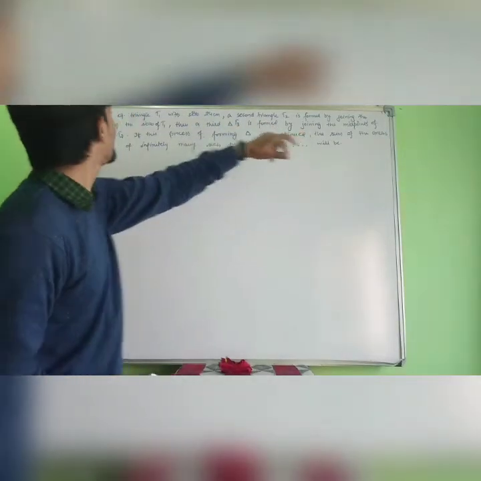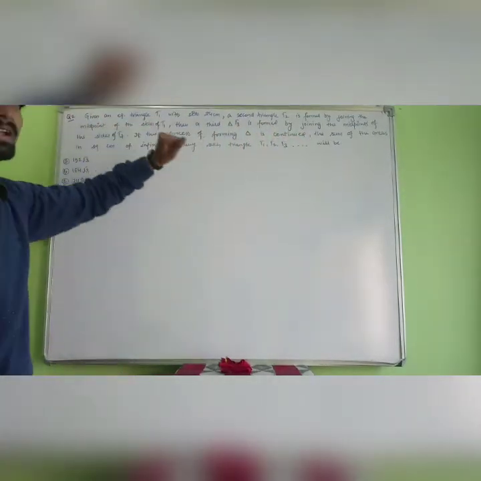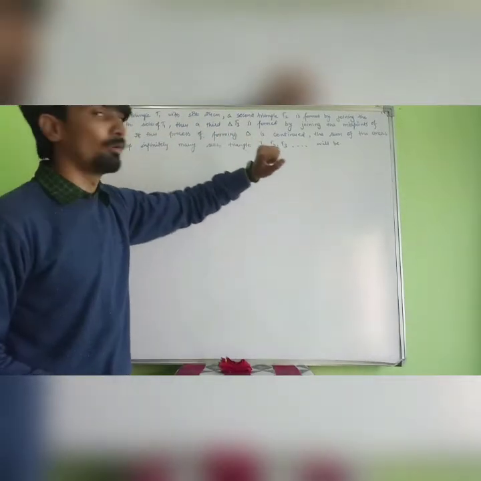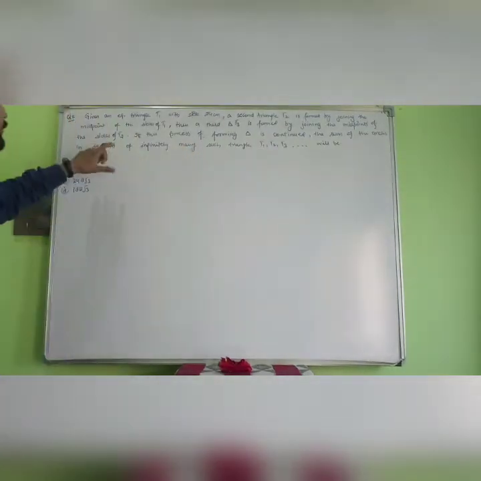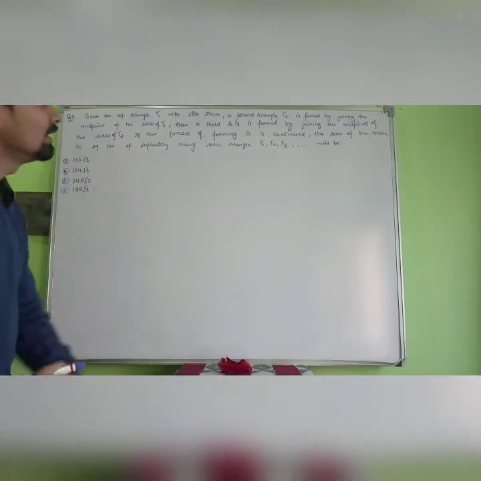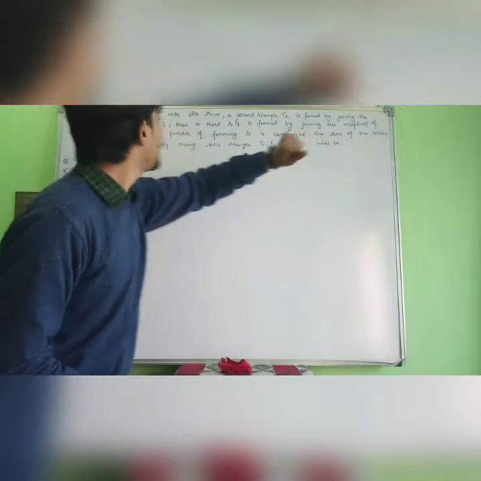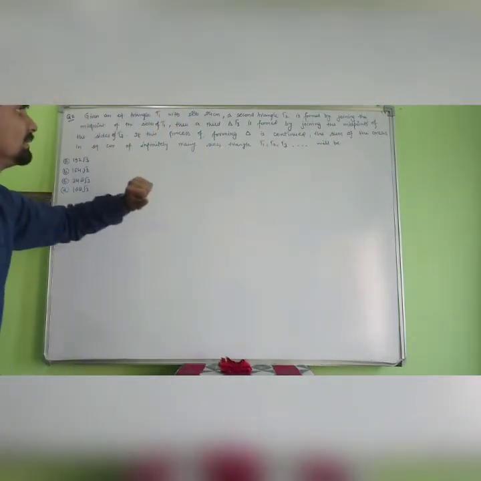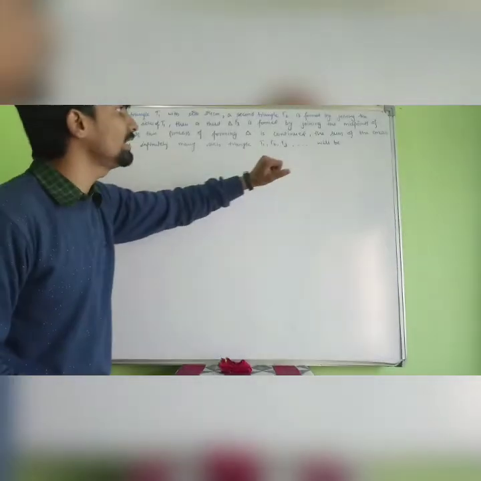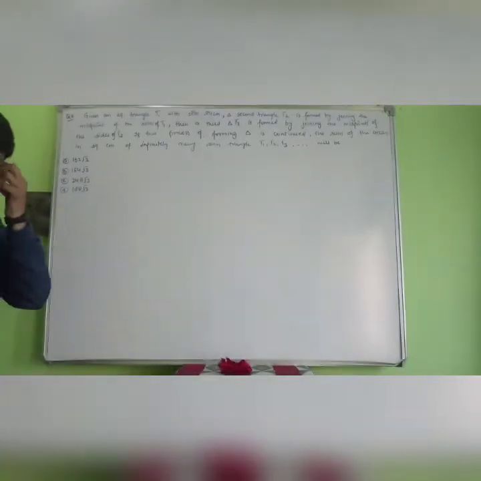Okay, the next question says, given an equilateral triangle T1 with side 24 cm, a second triangle T2 is formed by joining the midpoints of the sides of triangle T1. Then a third triangle T3 is formed by joining the midpoints of the sides of triangle T2. If this process of forming triangles is continued, the sum of the areas in square centimeter of infinitely many such triangles T1, T2, T3 will be. These are the given options.